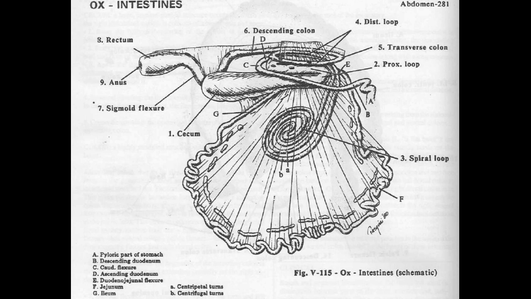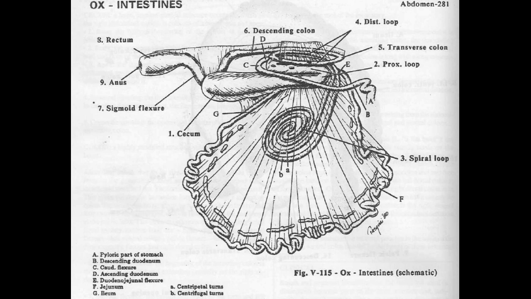This spiral loop is the segment of the ascending colon which is rolled upon itself, and in this way it forms a flat disc which is attached to the left side of the mesentery. This flat disc is formed by two centripetal turns towards the central flexure and two centrifugal turns away from the central flexure. So first two centripetal turns, or two spirals, move towards the central flexure, and after that the two centrifugal turns, or two spirals, move away from the central flexure.